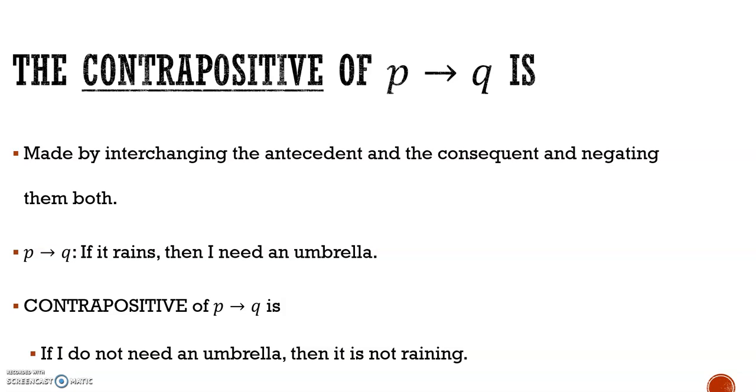The contrapositive of P implies Q is made by interchanging the antecedent and the consequent and negating them both. Using our example, P implies Q. If it rains, then I need an umbrella. The contrapositive of P implies Q is, if I do not need an umbrella, then it is not raining.